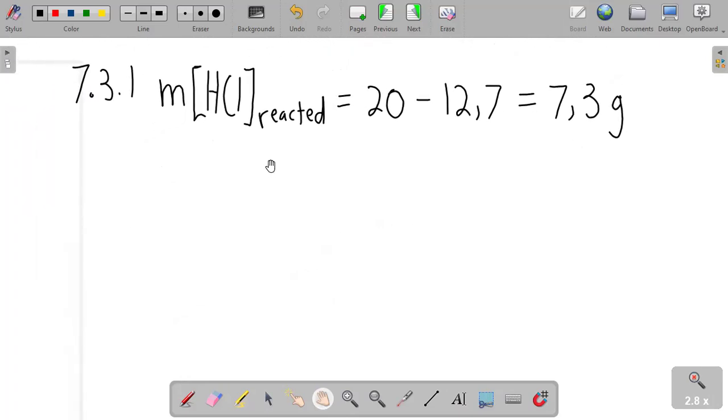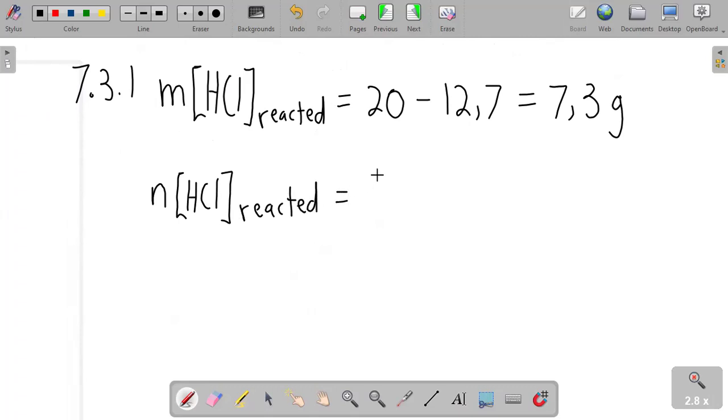And then we can find the number of moles, isn't it? If we have the mass that reacted, then we can find the number of moles for what? For HCl that reacted.